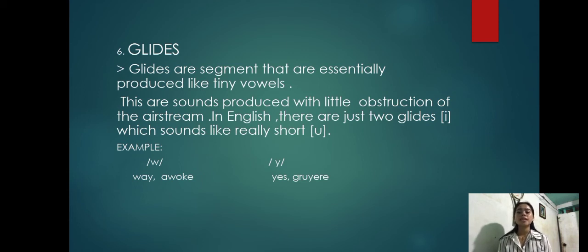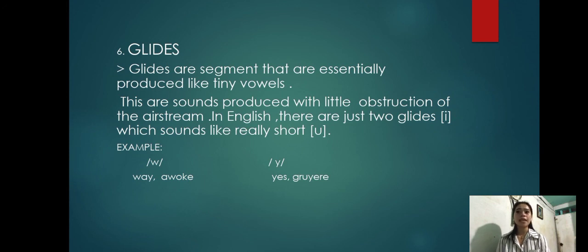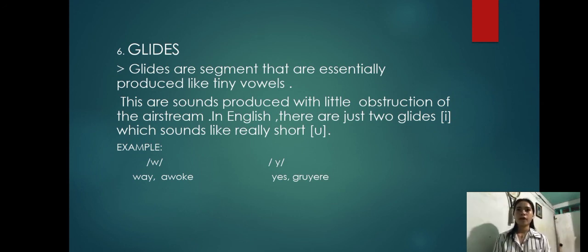But they're called semi-vowels because their position will affect how they behave. In all these cases that you see here, the glides are occurring at the beginning of the syllables. So for example, you have way, which is clearly in the beginning. But you also have awoke, and that's the beginning of the syllable. Same thing here, yes, and grow year. When they occur at the beginning of the syllable, before the vowel, these glides will act like consonants, and that's when they're called glides.